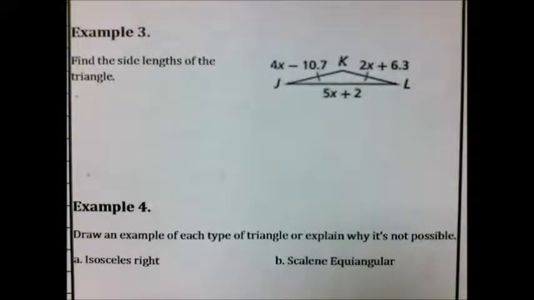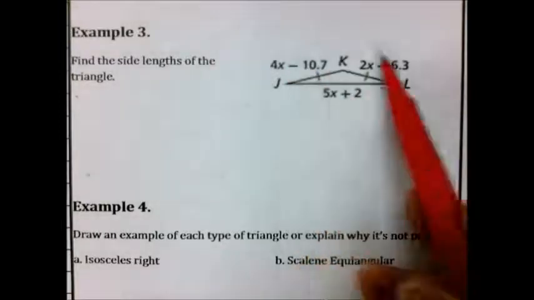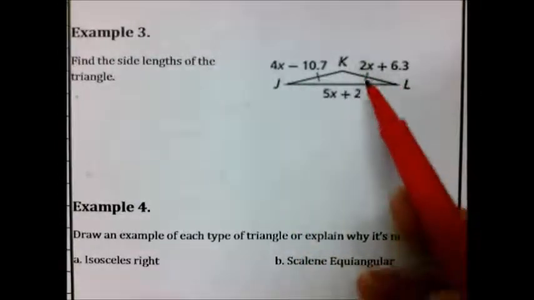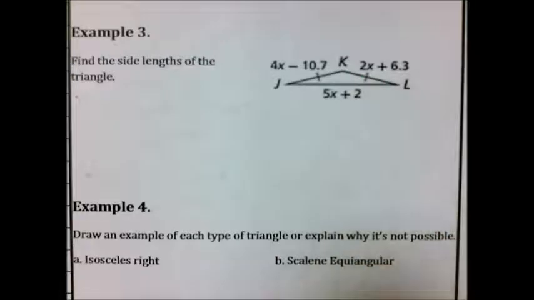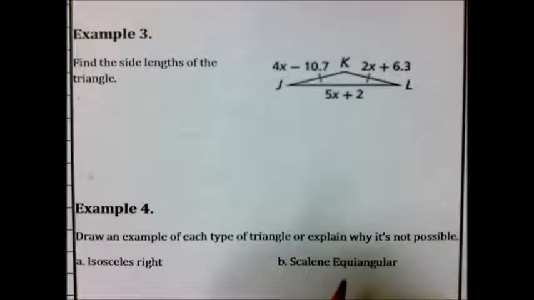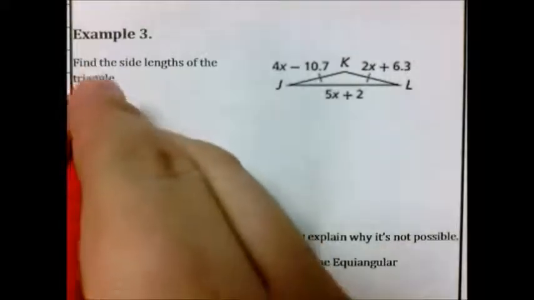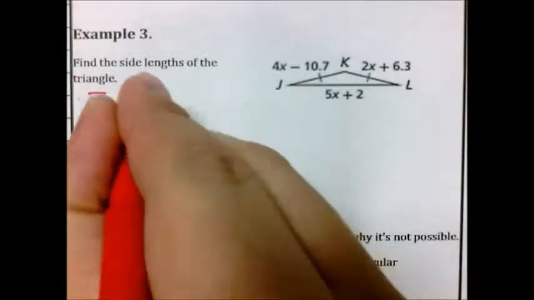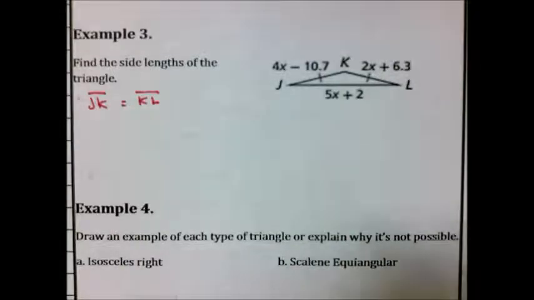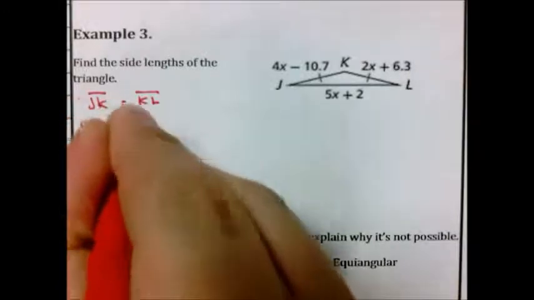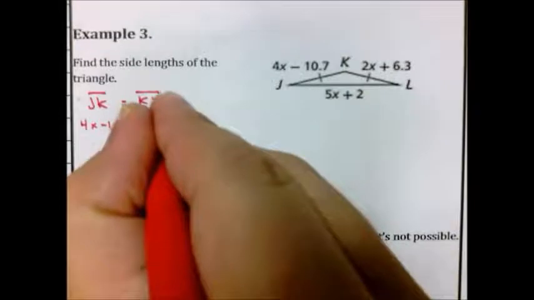It says find the side lengths of the triangle. Okay, and we know by looking at this triangle that we have certain measurements. And we know that line JK is equal to line KL because of these little hash marks that are made here. So we need to find the side lengths of the triangle, which means we have to solve for x. Because I know that line JK is equal to line KL, I can set those two equal to each other and solve for x. So we have 4x minus 10.7 is equal to 2x plus 6.3.